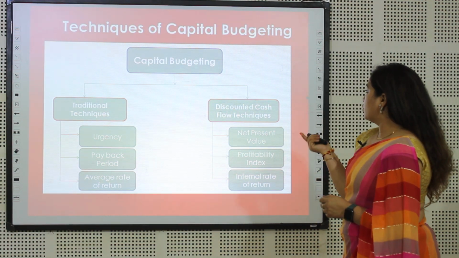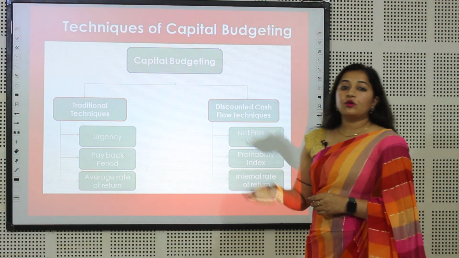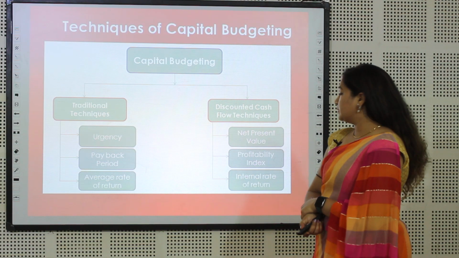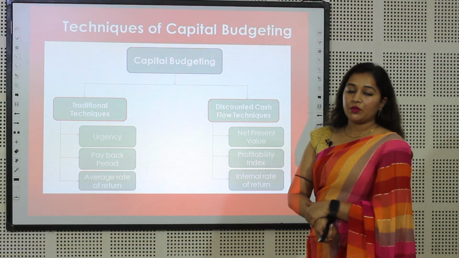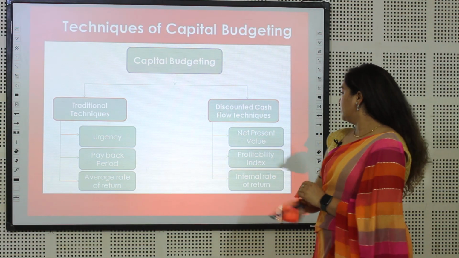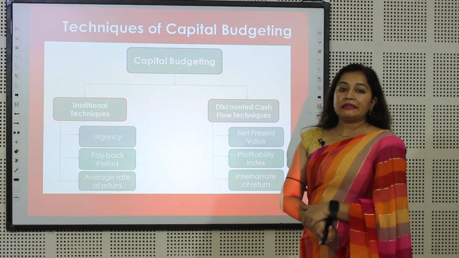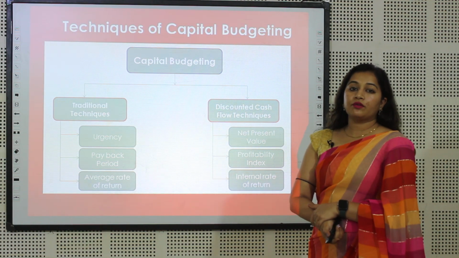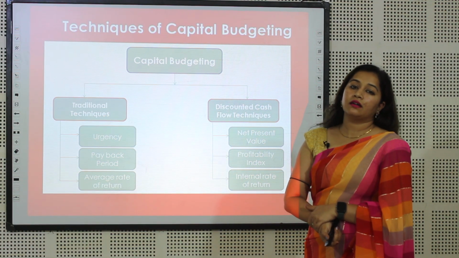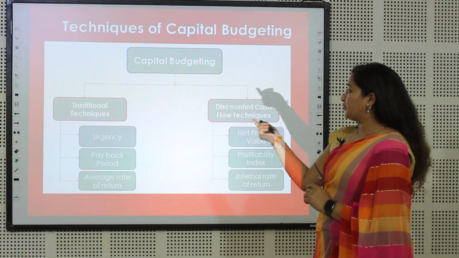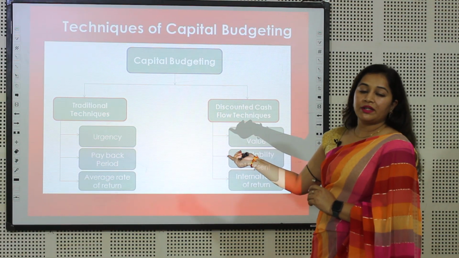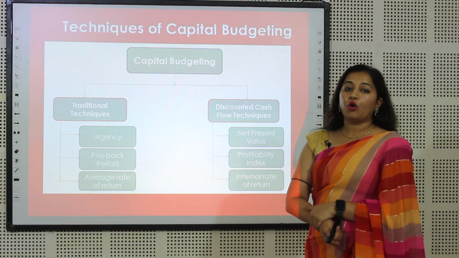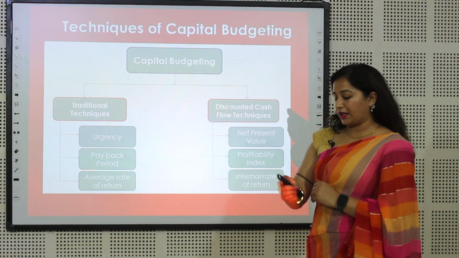Second is discounted cash flow technique. In discounted cash flow technique, we have three techniques. First is net present value technique, which is also known as NPV method. Second is profitability index, which is also known as PI. And third is internal rate of return, which is also known as IRR method. So these are the traditional techniques of evaluating the project and the discounted cash flow technique, which is also known as modern technique of evaluating the project.